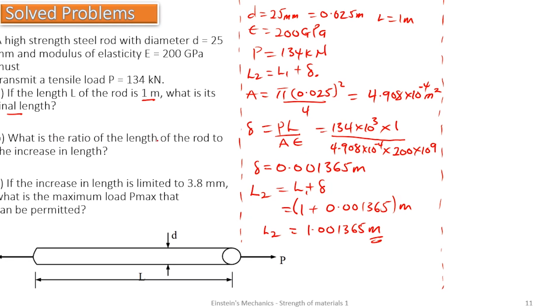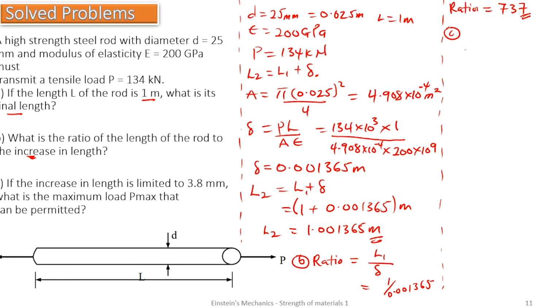B. What is the ratio of the length of the rod to the increase in length? So the B part is asking for the ratio of the length of the rod L, or L1, to the increase in length, the deflection. That was the increase in length. So now this ratio is going to give us 1 on 0.001365, and the ratio is going to be 730, no units.